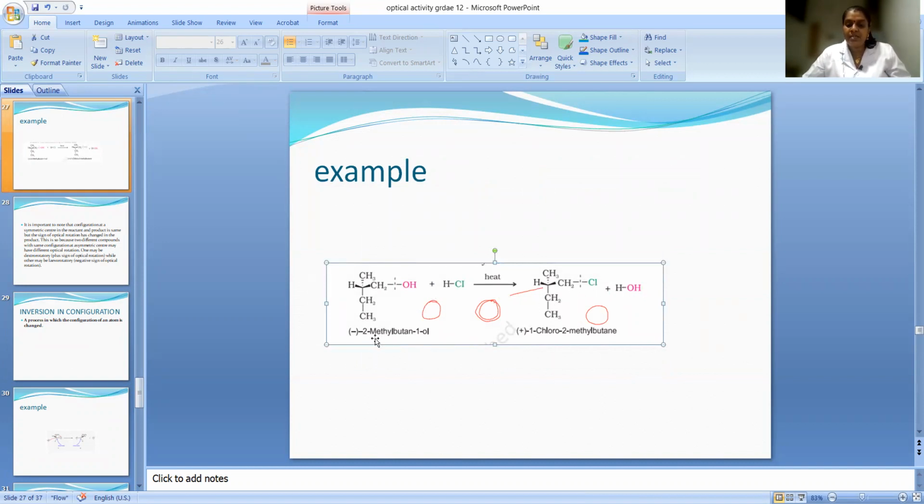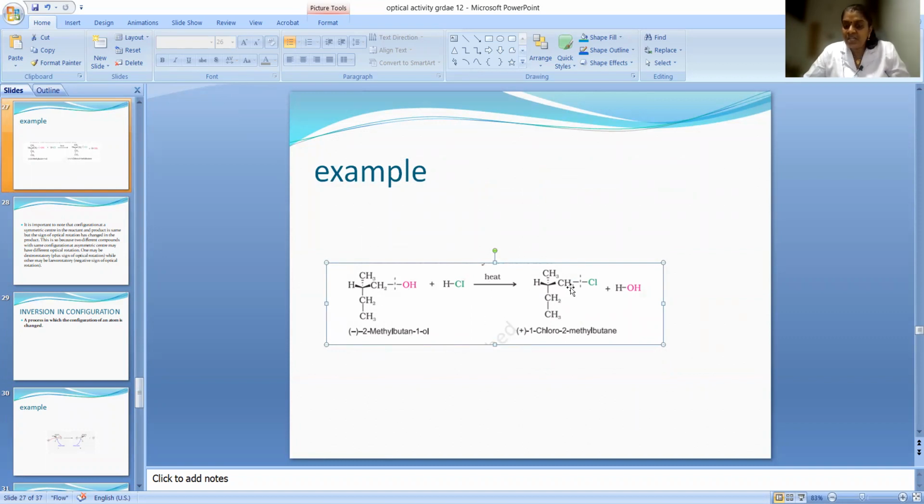What is happening here? 2-methyl butan-1-ol, when it is reacting with HCl, the OH will break and go in the direction where Cl will come. So here there is a retention of configuration. The sign is different, that doesn't matter.